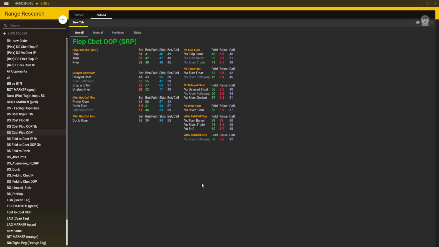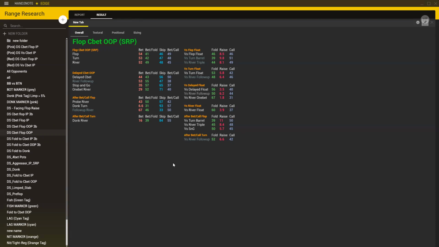But we do know it's higher. So without needing the data, we know that the pool folds more often to delayed turn floats than they do to direct float bets on the turn. But obviously there's an opportunity cost in that if we don't float bet the turn, sometimes our opponent's going to check the river OOP, and then we don't get the opportunity to delayed float bet.